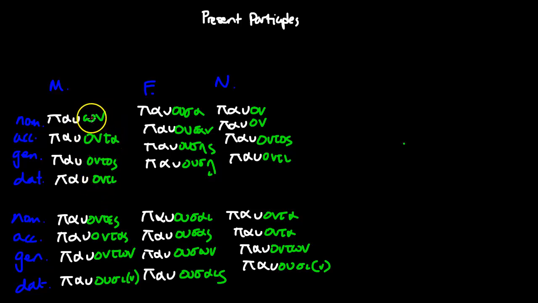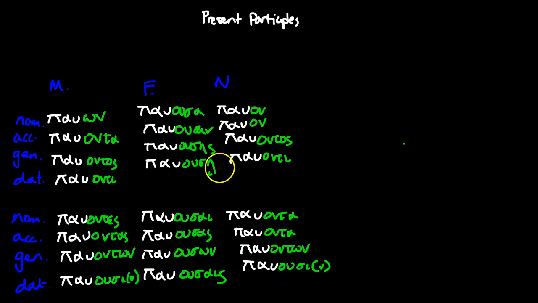For the masculine: on, onta, ontos, onti, ontes, ontas, onton, usi. For the feminine: usa, usan. Sorry, apologies for my bad handwriting. Usa, usan, uses, uses. So just make a note of that change from the alpha to the eta there, like thalassa. Then in the plural: pausai, pausas, pauson, pausais. And then in the neuter: pauon, pauon, pauontos, pauonti, pauonta, pauonta, pauonton, pausi.